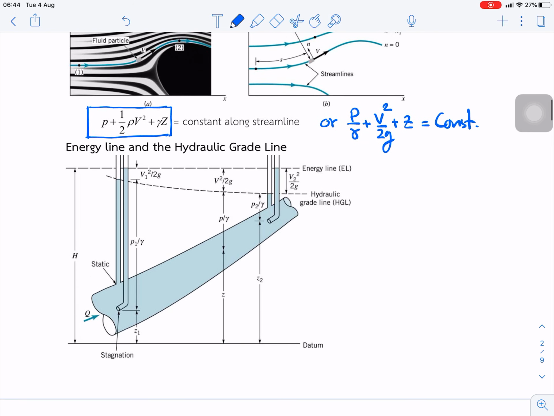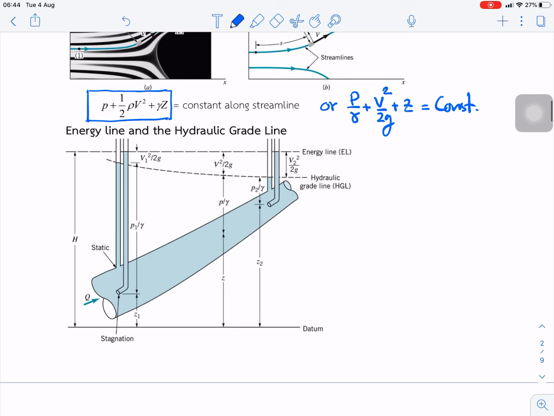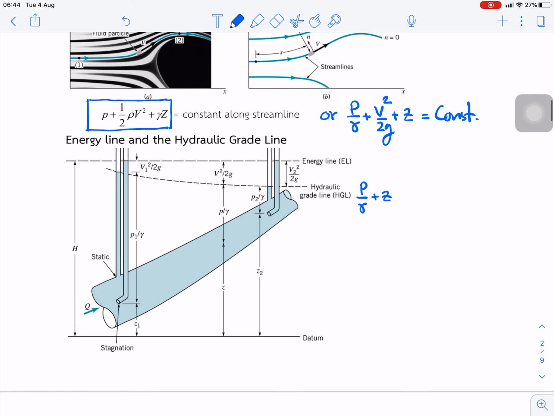And next we learn about the energy line and the hydraulic grade line. The hydraulic grade line is just the second two terms of the Bernoulli equation, the pressure term plus the static term, and if we add the velocity head here, we get the energy line.